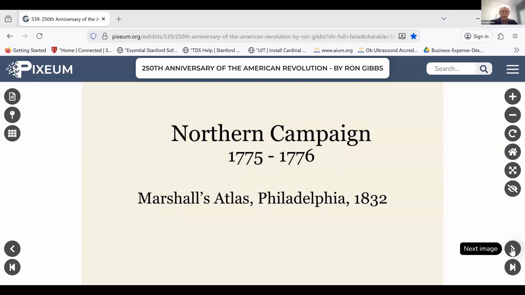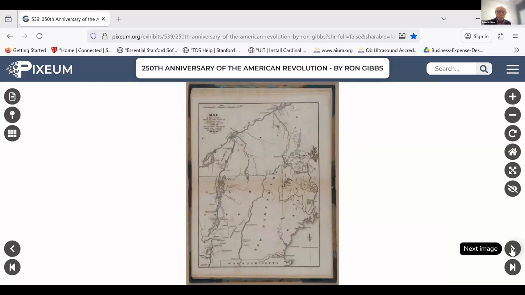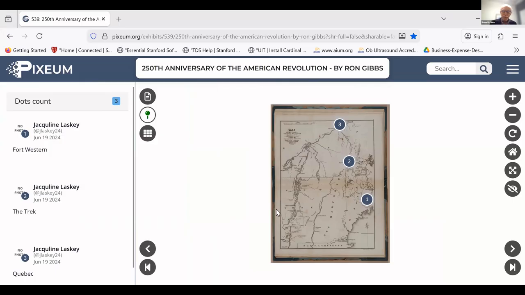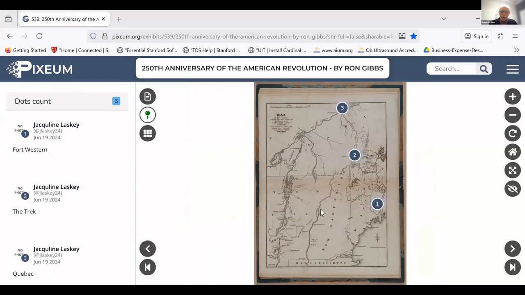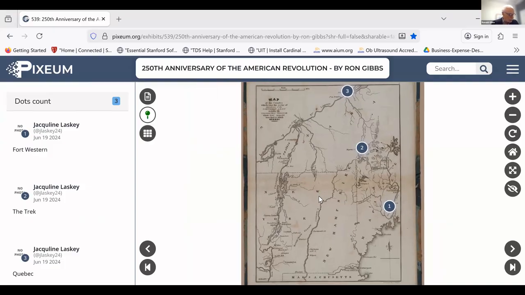Now, the next slide is also from Marshall's Atlas, and this is the Northern Campaign in Northern New England and Canada in 1775, 1776. Next slide, please. We should go to full screen here also, Jackie, and we'll put the dots on. So at the very top is Canada. To the lower left is Upper New York State, and to the right is New Hampshire.